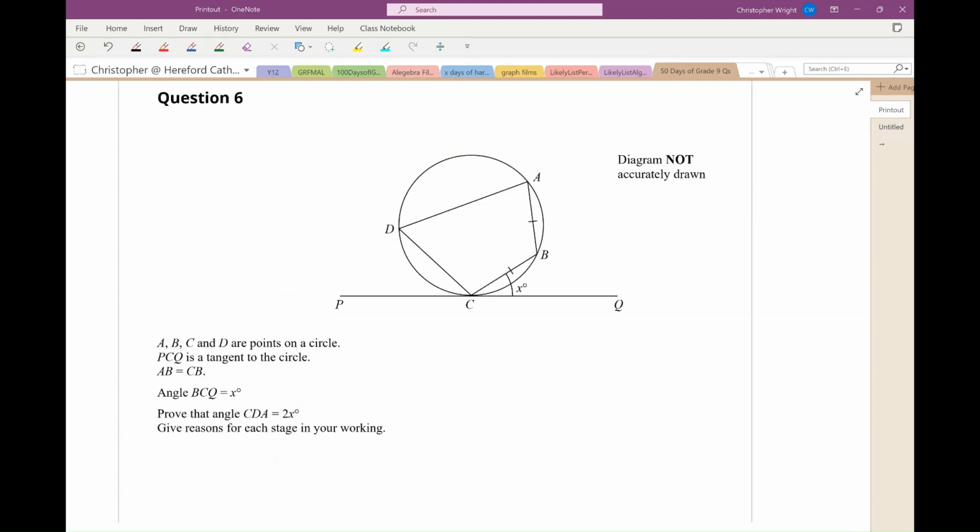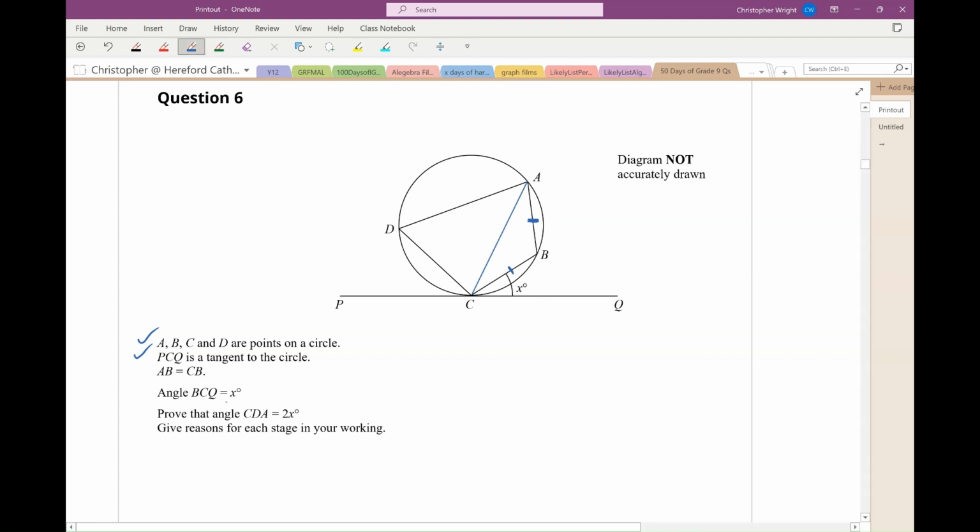Question 6. Now looking at the diagram here, I think we're going to be dealing with circle theorems. We're told that A, B, C and D are points on this circle. That's how it's drawn. We've got a tangent to the circle. And look at that, we've got AB equaling CB. So we've got the makings of an isosceles triangle there, haven't we? Okay, let's draw this point here. Now I've drawn that, I can see we might be dealing with alternate segment theorem as well.